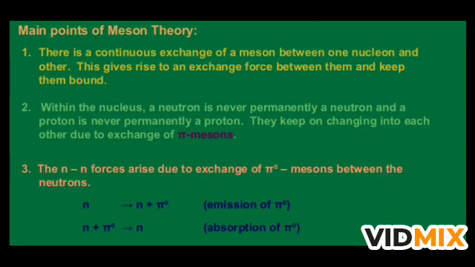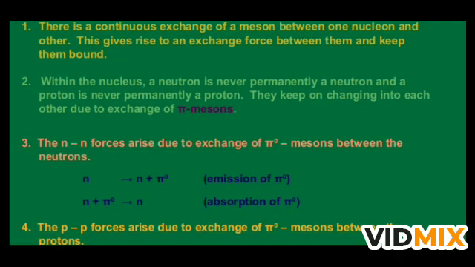What is the main point of the meson theory? There is a continuous exchange of mesons between one nucleon and another. It is a very important line. They continuously exchange mesons, exchanging their nature, and this gives rise to an exchange force between them and keeps them bound.